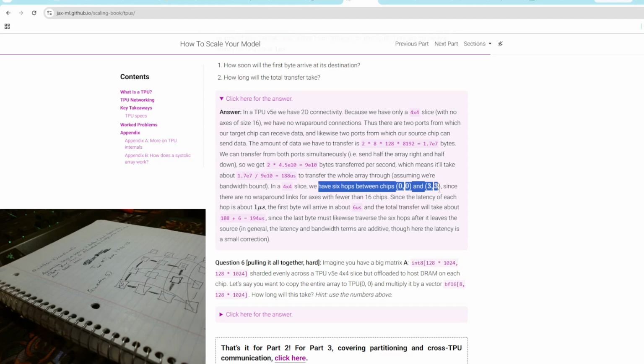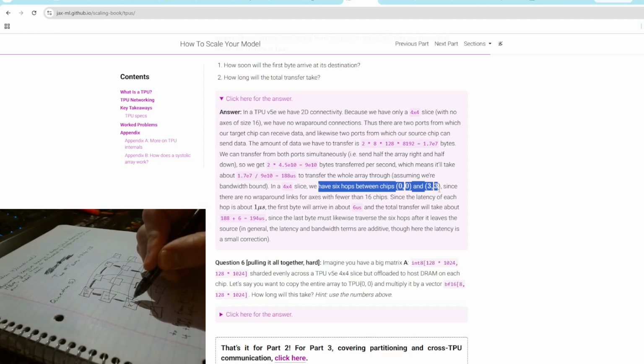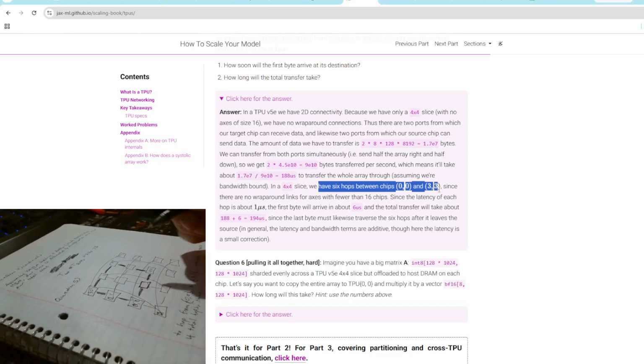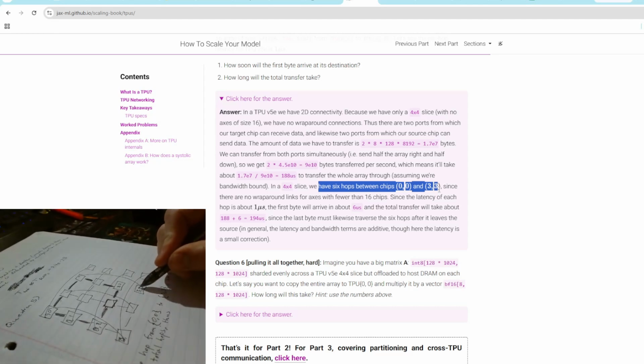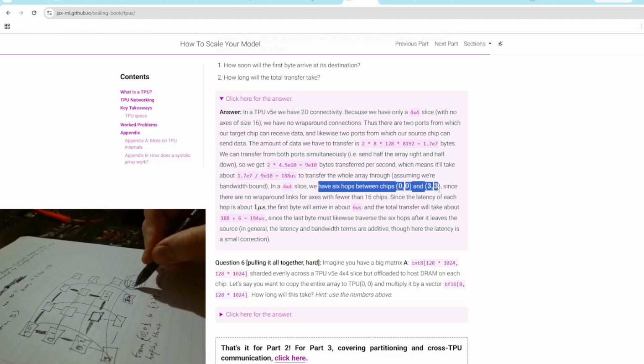Oh, I'm indexing wrong. This is 0, 0. This is 1, 1. This is 2, 2. This is 3. Oh, whoops. 0, 1, 0, 2, 0, 3. This is 3, 3 right here. This bad boy.